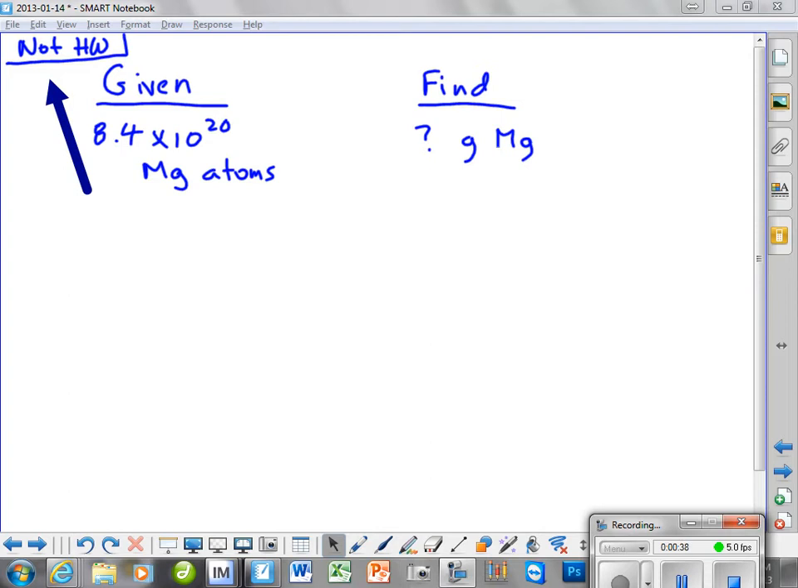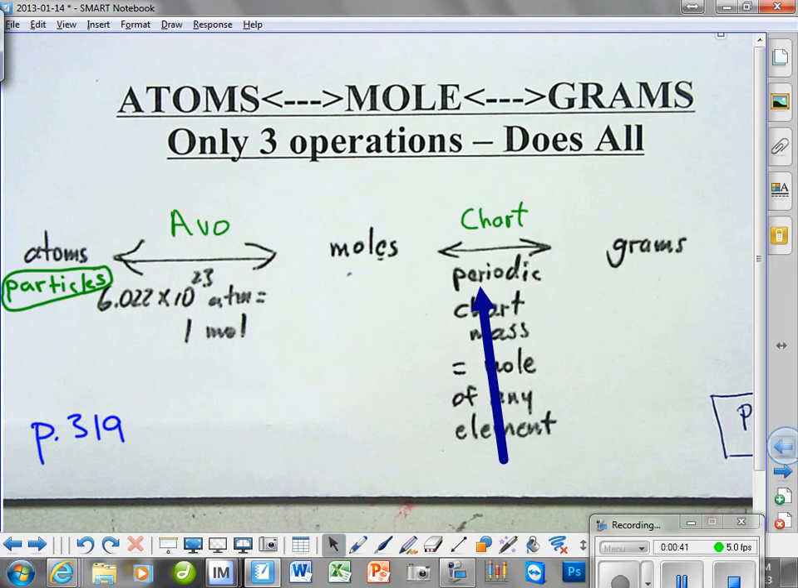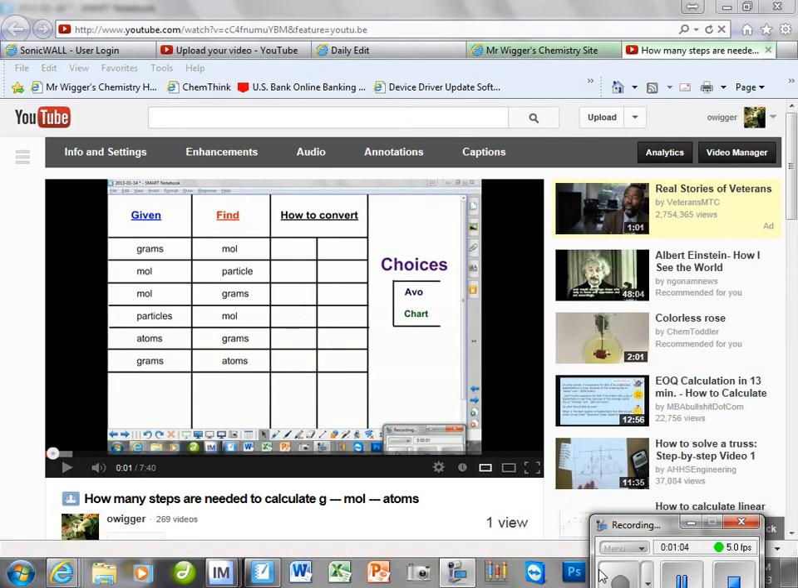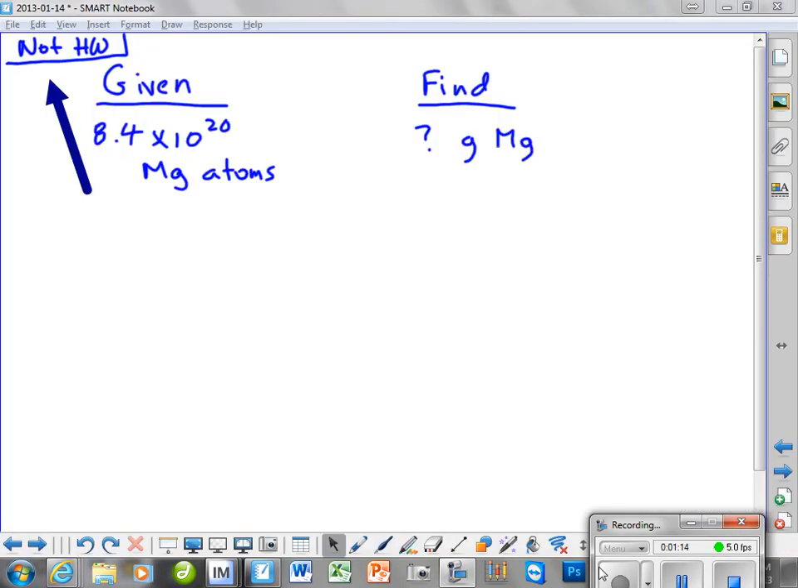This is actually a follow-up video to what I was doing just before in my time frame, and that is showing you how to do the pass-along and using this chart to go from anything on here, atoms, moles, or grams, to anything else on here, grams, moles, or atoms. And I recommend that. I think the title on that video is How Many Steps Are Needed to Calculate Grams, Moles, Atoms, which you see right here. This video and that were both uploaded to YouTube on the same day, so they'll be right together.